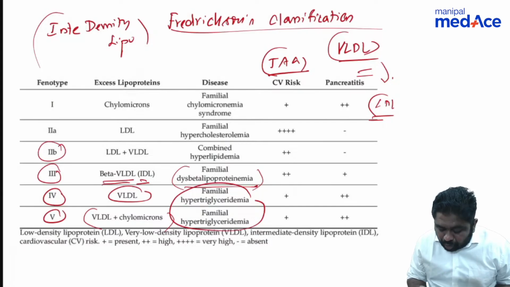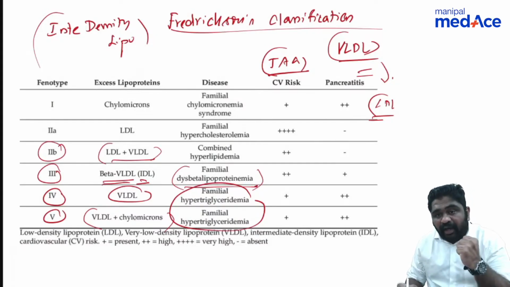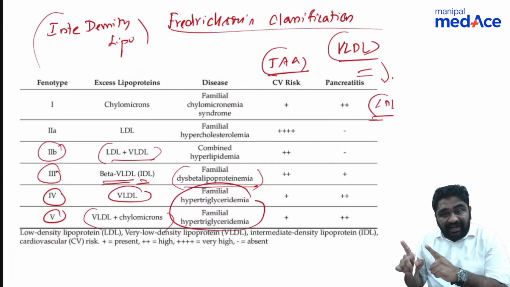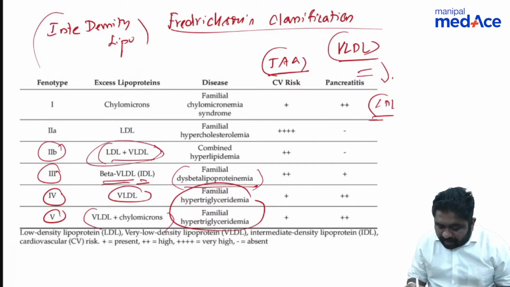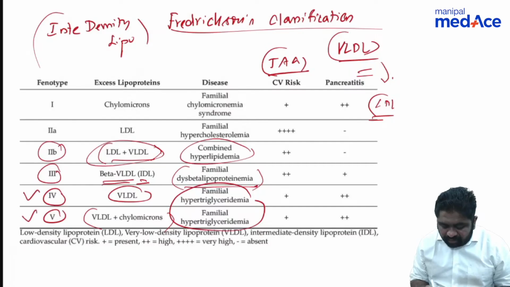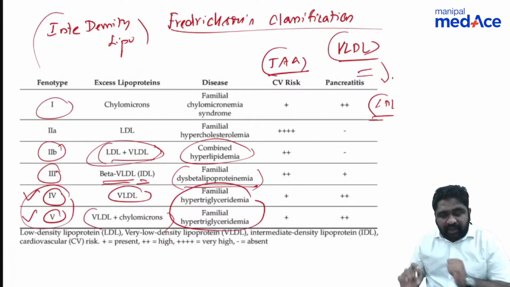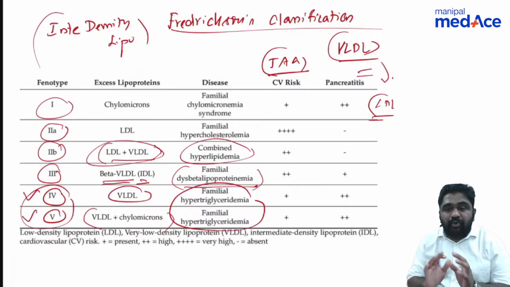Now, when you go for type 2b, it is LDL plus VLDL, which is called combined hyperlipidemia. Why? Because LDL contains cholesterol and VLDL contains triglyceride, so both of them are elevated. It is combined hyperlipidemia. How is it different in case of type 4 and type 5? In type 4 and type 5, it is purely triglyceride. In type 1, that is also triglyceride. In type 2a, it is purely cholesterol.